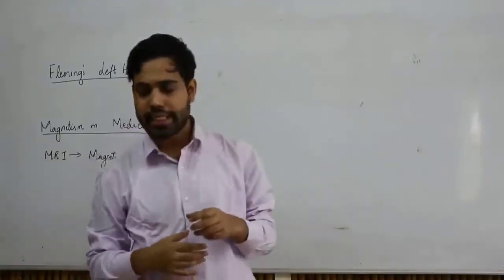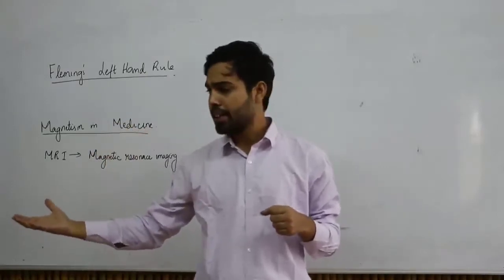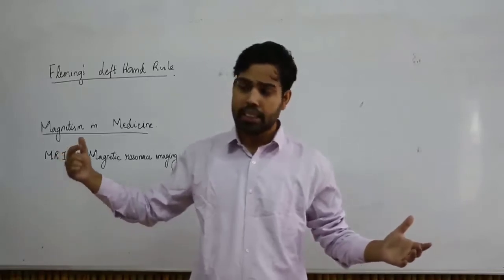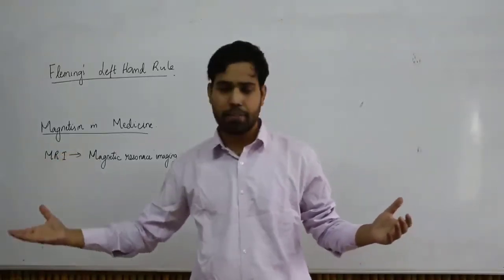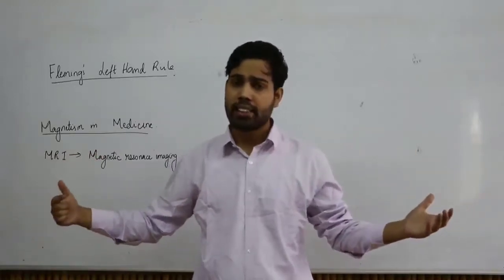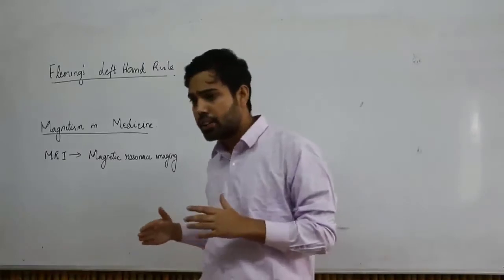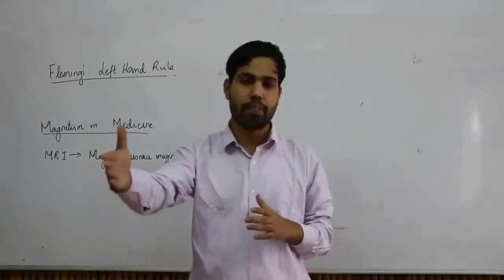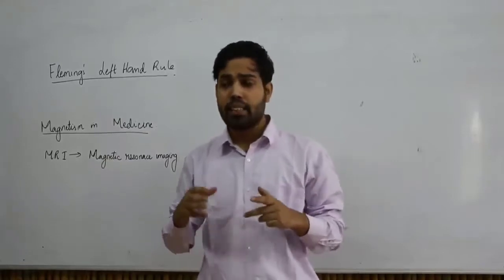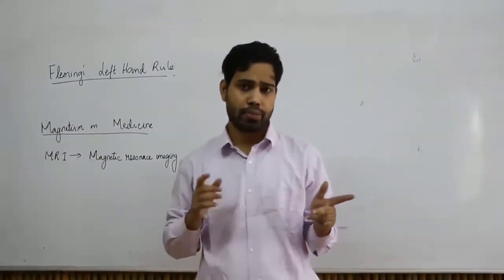So let us take an example. Suppose I have the north pole towards my right hand side and the south pole towards the left hand side. Now we know that the direction of magnetic field is from the north pole to the south pole, so the direction will be from the right hand side to the left hand side. And I am assuming my current to be flowing towards the front side. In order to predict the direction of motion of the conductor, I have to use Fleming's left hand rule.